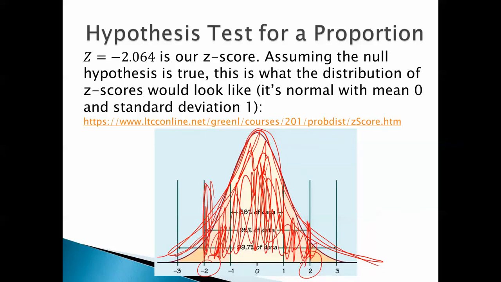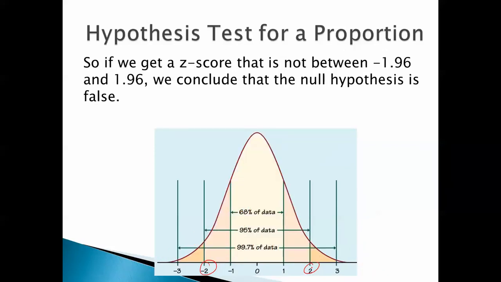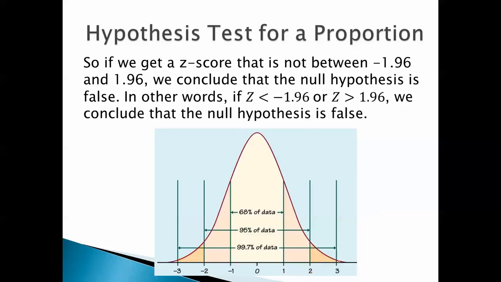So we should get a z-score. 95% of the time, we should get a z-score between -2 and 2. Although, as we've seen in class, it's really negative 1.96 and 1.96. So if we get a z-score that is not between negative 1.96 and 1.96, we conclude that the null hypothesis is false, because it's really unlikely that if the null hypothesis is true, you're going to get a result in that range. Just not going to happen that often.